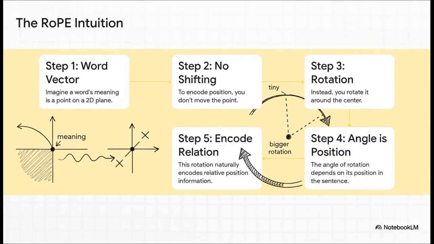All right, let's walk through this, because the intuition is fantastic. Just imagine a word's meaning is a single point on a graph. Now, to tell the model where that word is in the sentence, you don't move the point. No, instead, you just spin it. You rotate it around the center. A word in position 1 gets a tiny little rotation. A word in position 5 gets a much bigger one. And the magic here is that the relationship between any two of these rotated points now automatically encodes their relative distance from each other, which is exactly what we were trying to achieve.